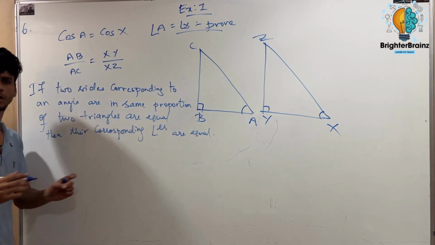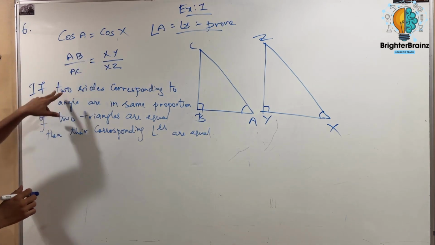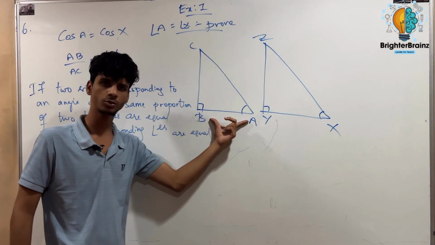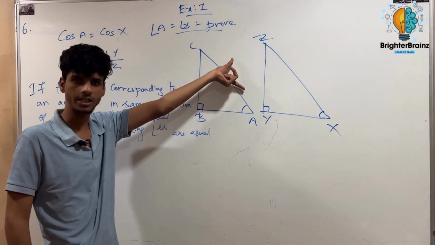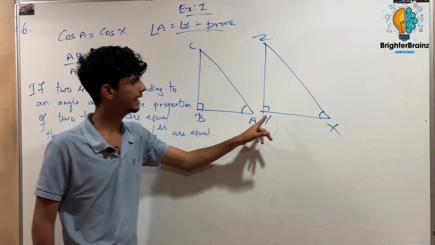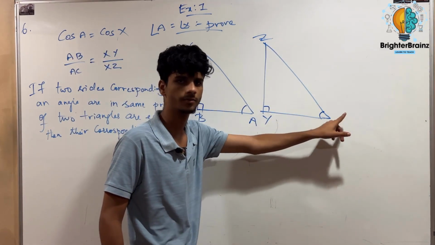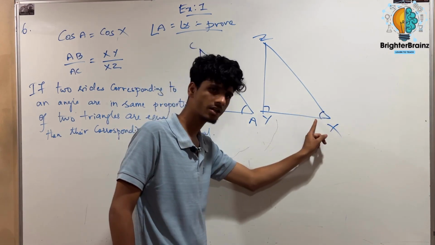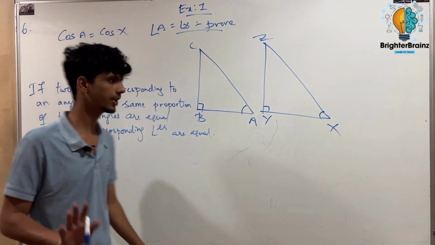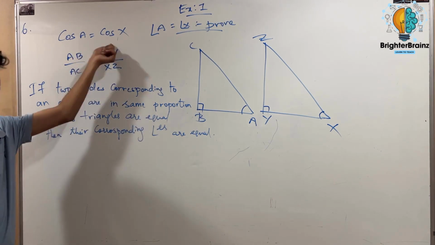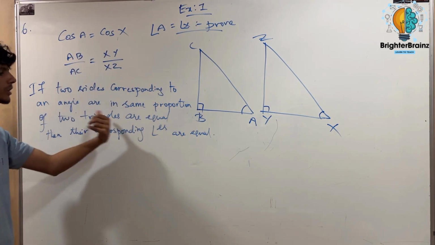Just know the meaning of it first. If two sides corresponding to an angle, these are the two sides AB and AC. This is corresponding to the angle A, and XY and XZ are the corresponding sides for this angle X. Okay, understood till here, right? Are in same proportion. They are in same proportion of two triangles.